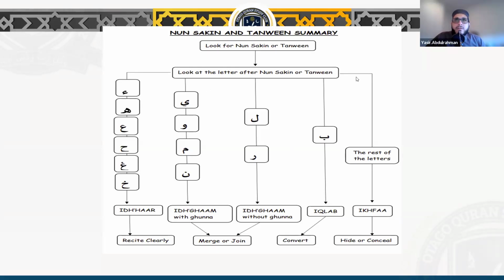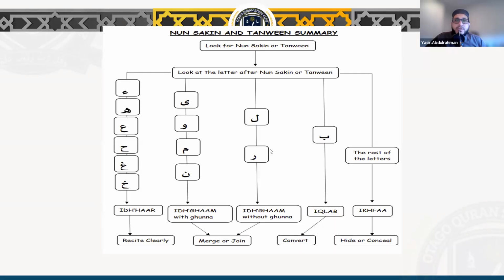So if you remember, we said there are four rules for the Nun Sakina. The first one is the idhar, where you make the noon very clear. You recite the noon clearly, and that's with these six letters: hamza, ha, ain, ha, ghain, kha, the throat letters. Then we have another group of letters, which is the word yarmulun, broken down into two groups: yanmu and lam and ra. All of these we do what we call the idgham. Idgham means the noon gets merged with the letters after it.